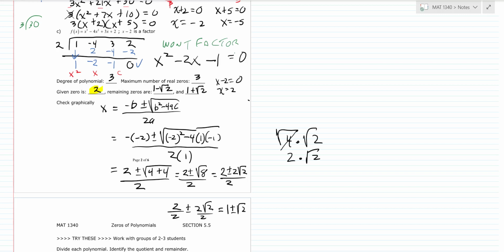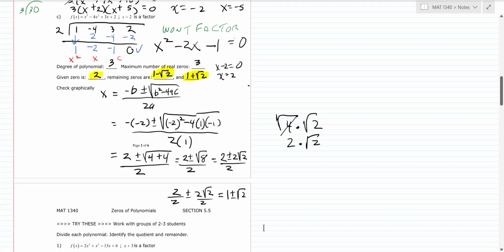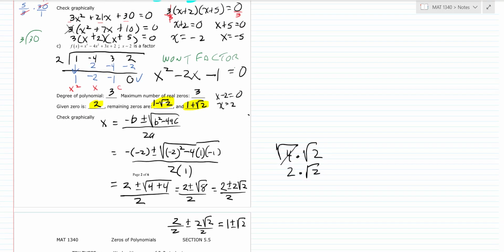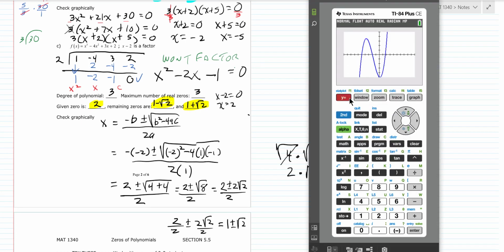So there are going to be times when you get zeros that come from the quadratic formula, and you're going to leave this in this form, not decimals. These are real numbers, and the exact answer is to just write it as 1 plus or minus square root of 2. All right, so let's go ahead and see what happens on this problem when we check it with our calculator.